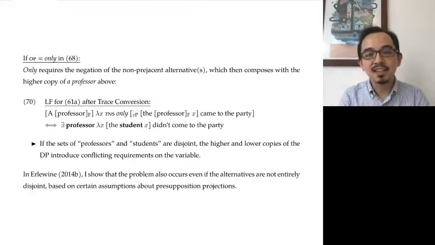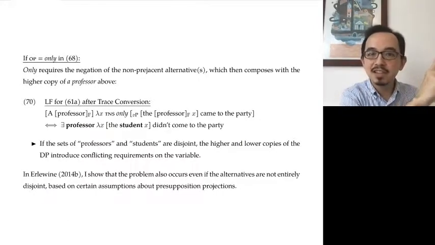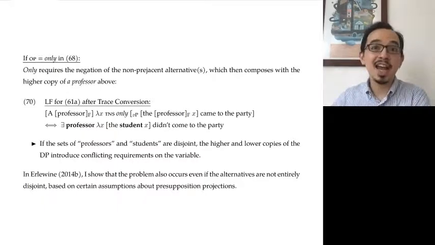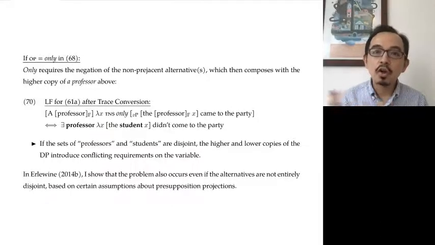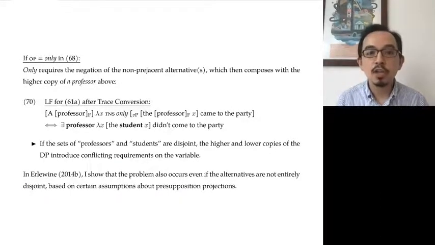description that says X, there is a professor X such that the student X did or did not come to the party. And so if we assume that the set of professors and students are disjoint, then the higher and lower copies of this same chain will introduce conflicting requirements on the variable, and that leads to a semantic anomaly.